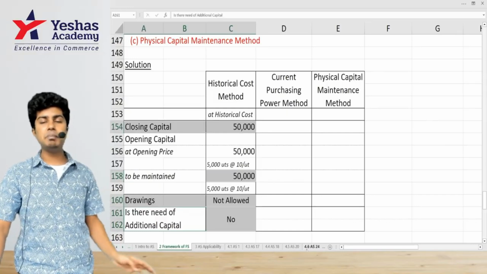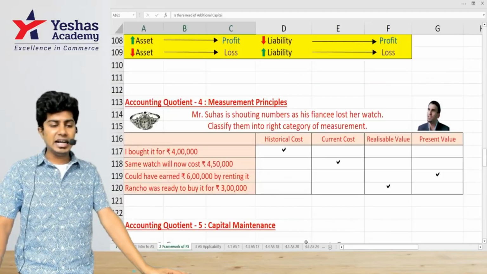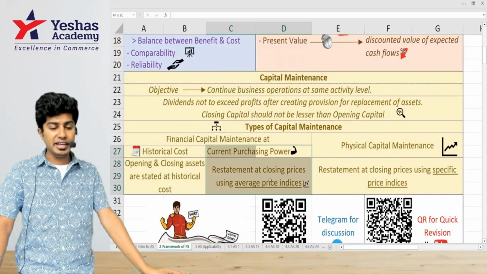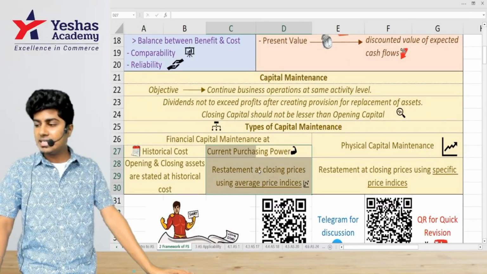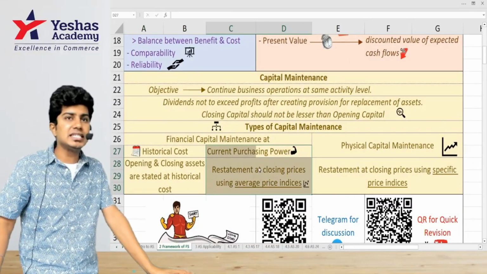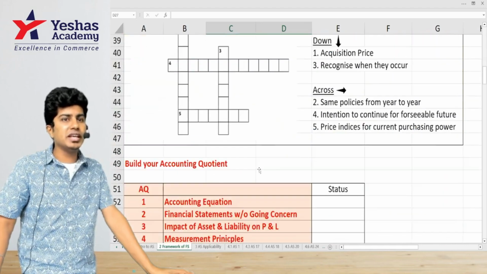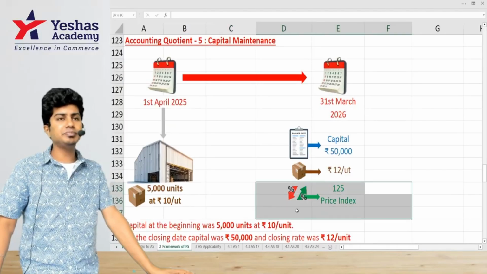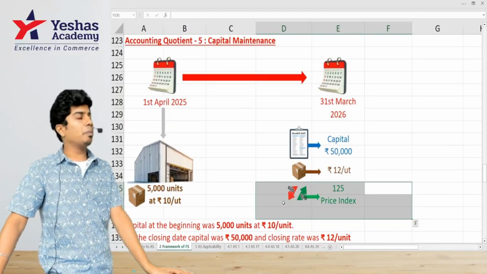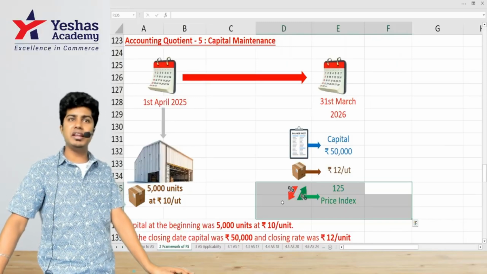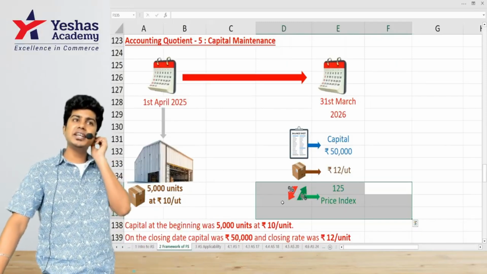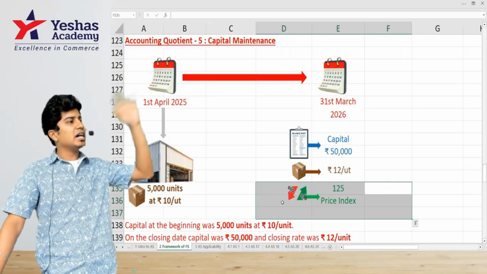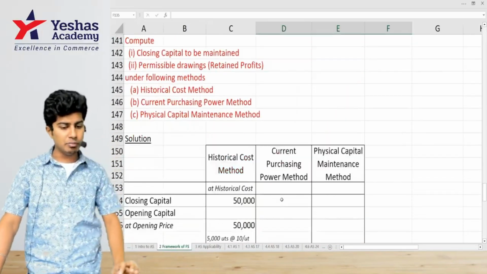Next, shall we discuss current purchasing power method? Under current purchasing power method, what do we consider? We will consider the average price indices. Everyone understood? In this question, what is the average price index? Given 125. Price index means anything which was 100 in the previous year has now become 125. Average price index always keeps the base year as 100. If it was 100 last year, it is 125 this year. So come to the answer.